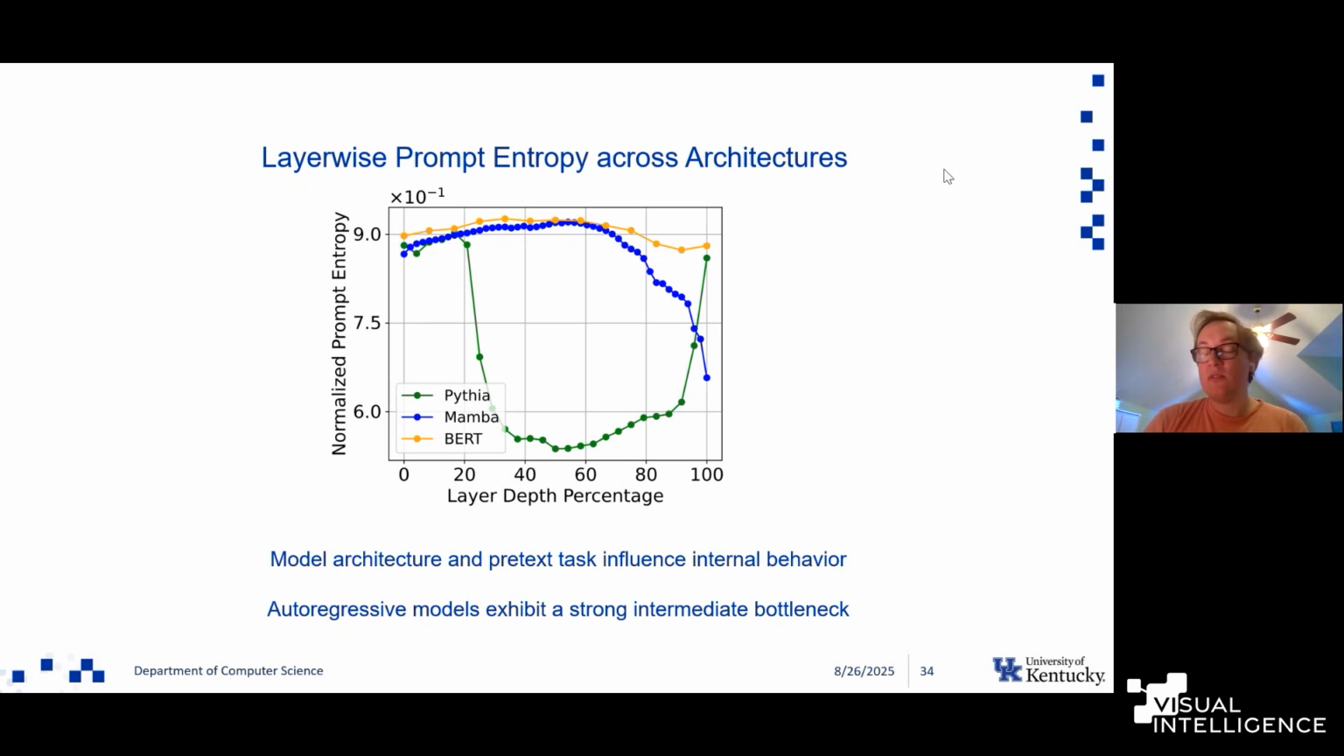And Mamba is also interesting in that it's trained with next token prediction like Pythia is, but because it's a state space model, which means it has linear attention instead of quadratic attention, each layer is doing simpler operations. It seems to not be able to compress early on, and the compression happens at the end.